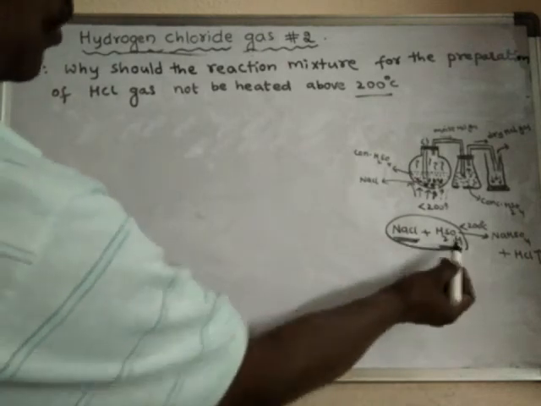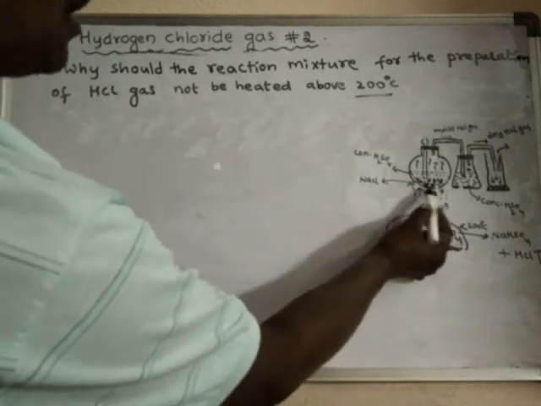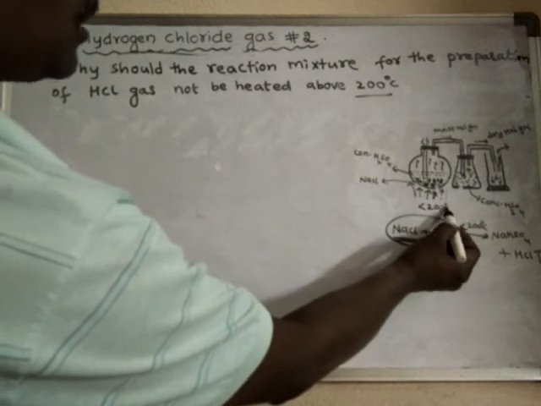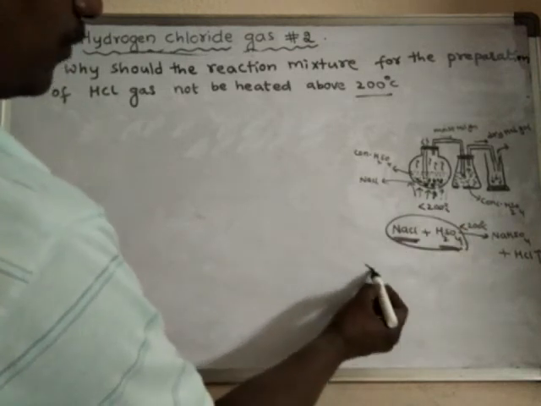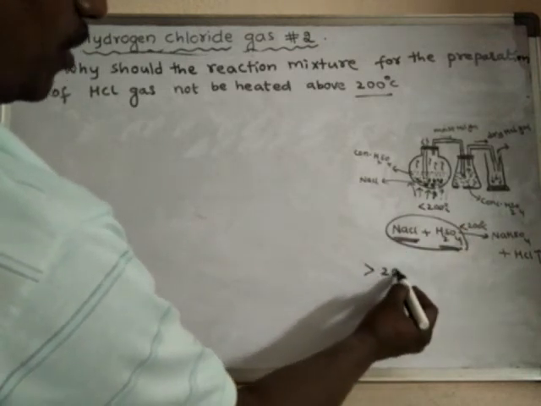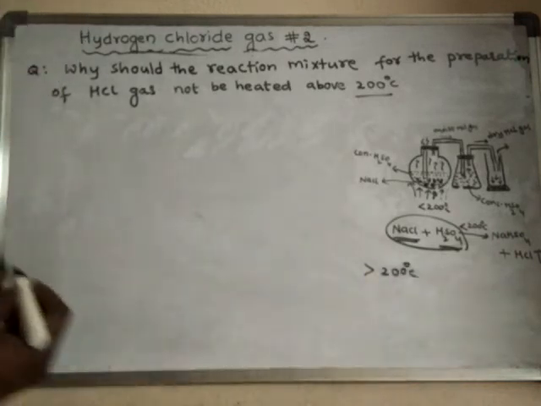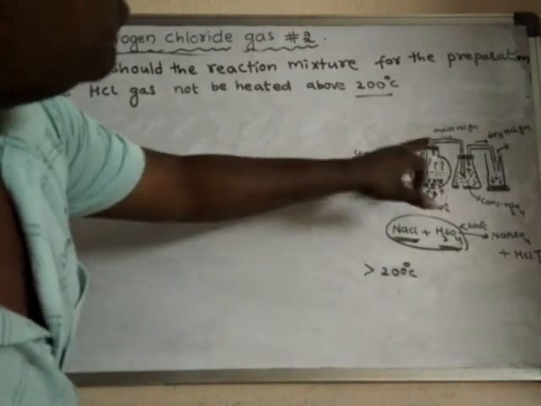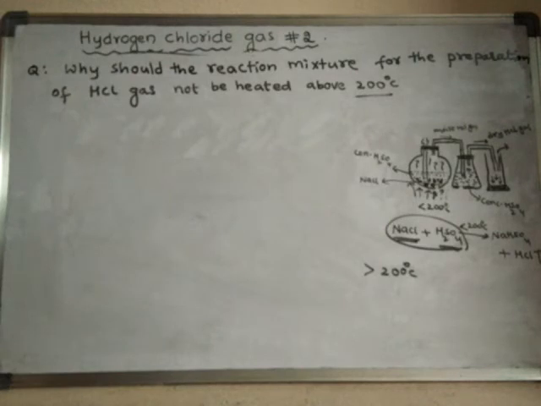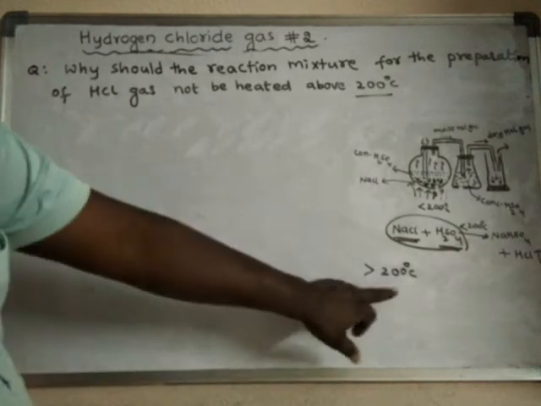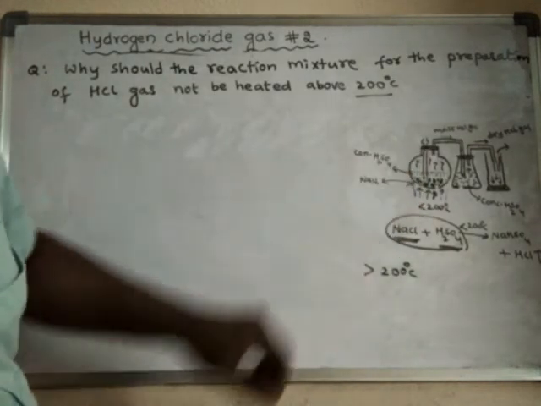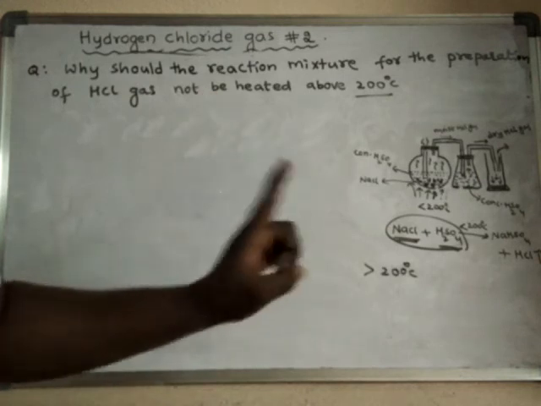Suppose you heat this reaction mixture above 200 degrees centigrade, what happens? This apparatus may crack. It may get cracked because of the high temperature. Because of the high temperature, this apparatus may break down. So that is one thing.